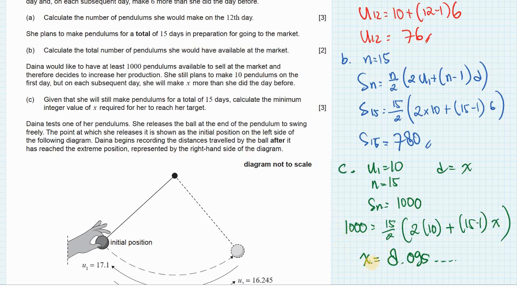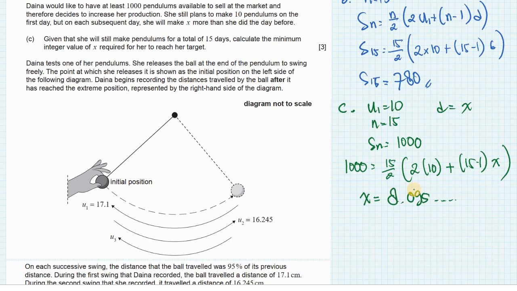Now let's understand the context of this. So we have to make 8.09 more than the previous day. This is not working out. We have to make it into the nearest possible number. No, not nearest, the integer. Because we cannot make 8.09 more than the day before. So the x should be 9.